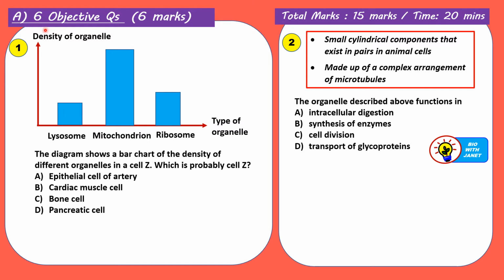I'll read the question. Density of organelles against the type of organelle: we have lysosome, mitochondrion, and ribosome. The diagram shows a bar chart of the density of different organelles in cell Z. So you have to know how to read this bar chart. What are the different answers? A, epithelial cell of artery. B, cardiac muscle cell. C, bone cell. And D, pancreatic cell.